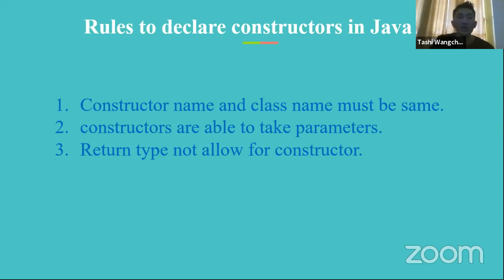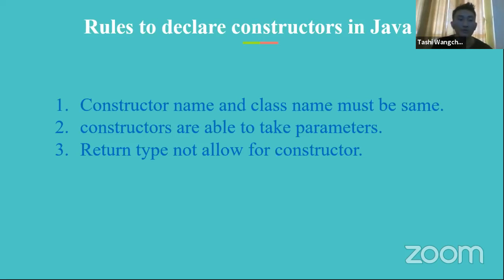Rule number one is that the constructor name and the class name must be the same. It's mandatory that the class name and the constructor name be the same. We have already seen that constructors are special methods. We can use a constructor similar to a method, but there is a difference, and that's why it is a special method. Rule number two is that constructors are able to take parameters, similar to a method.